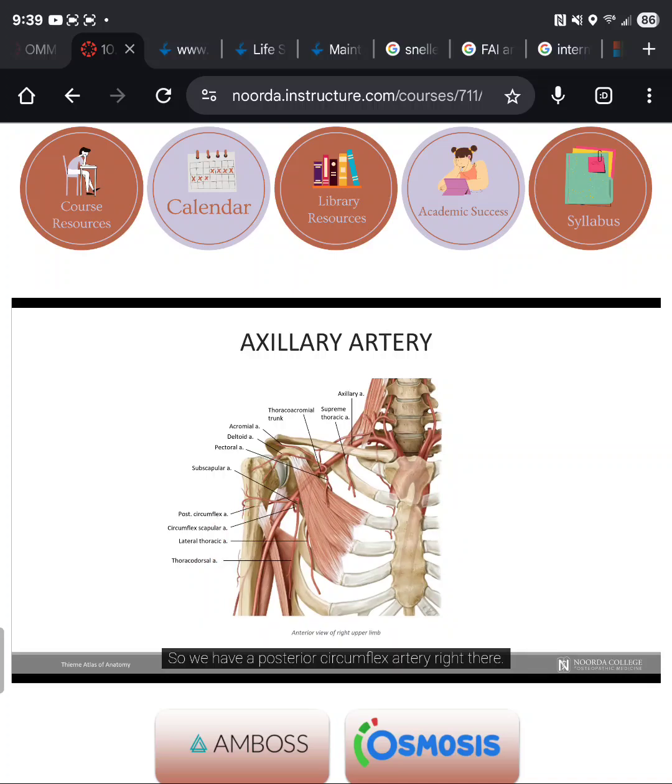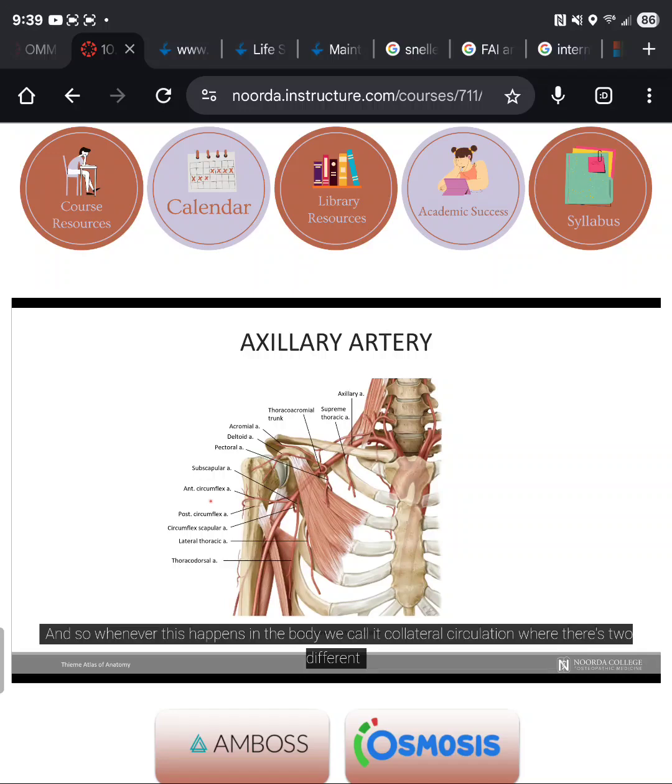So we have a posterior circumflex artery right there, and then that's going to meet up with the anterior circumflex artery. And one note on these circumflex arteries, you'll notice that they are connected. And so whenever this happens in the body, we call it collateral circulation, where there's 2 different arteries that connect and they have 2 different sources or different areas they're coming from.